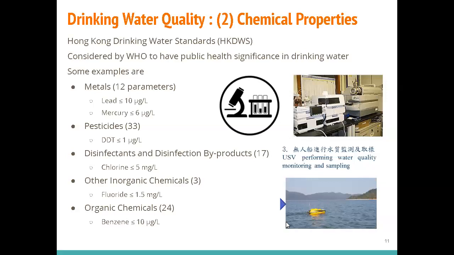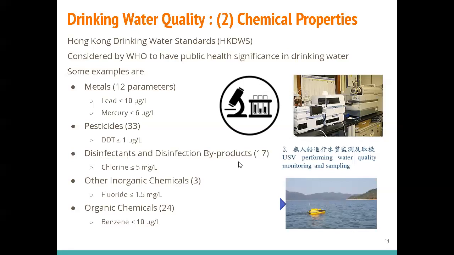The second one is chemical properties. It might be more objective here because it's something you can measure. For example, the heavy metals. The Hong Kong government measures 12 of them. Maybe the most prominent ones would be lead and mercury. And also pesticides coming from the farmland.